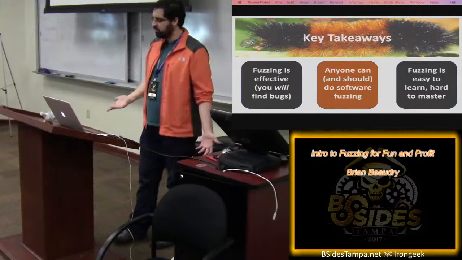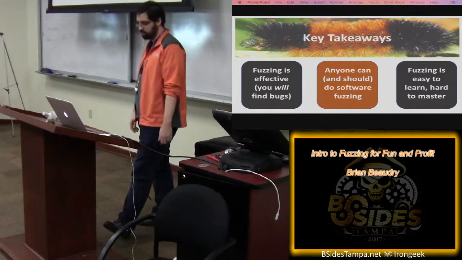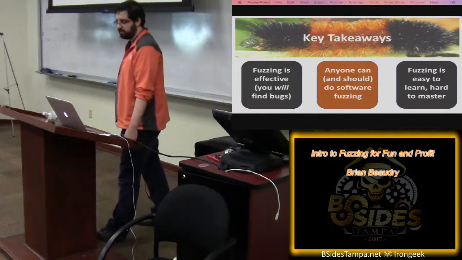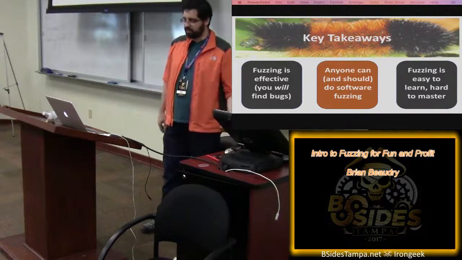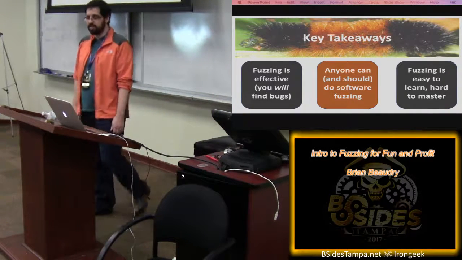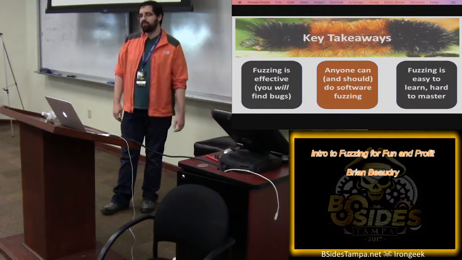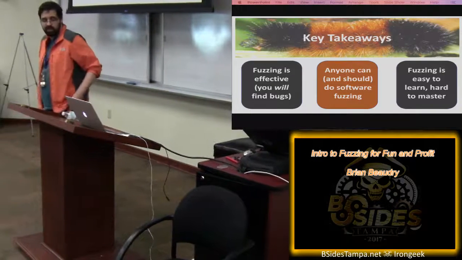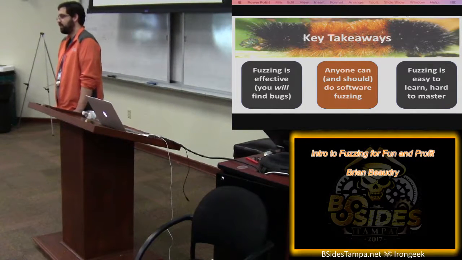So, three things I want to highlight today. First, fuzzing is really effective. It doesn't take that much effort to get started, and you're going to find bugs from not that much of an investment. I say that not necessarily for high-value targets, but if you've got your own application, or you're consulting, there are going to be bugs there, and fuzzing is a great way to find them. Secondly, anyone can, and in my opinion should, be doing software fuzzing. It's not that difficult. It's your friend. It's not something to be afraid of, and it's so effective that everybody should do it.